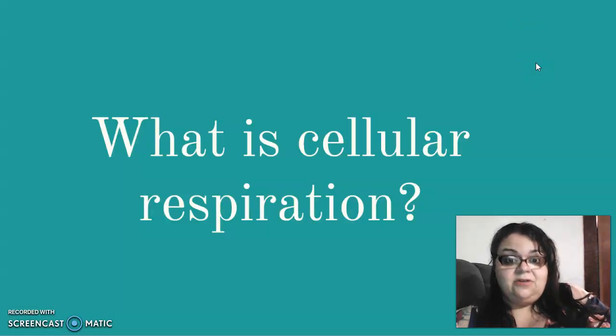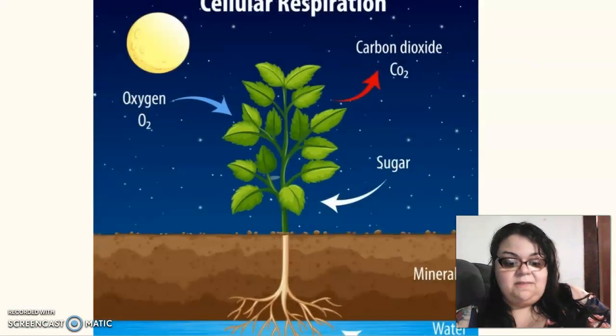What is cellular respiration? Cellular respiration is the process by which organisms use oxygen to break down food molecules to get chemical energy for cell functions. It breaks sugar down into smaller molecules and uses a breaking down, or catabolic, pathway.